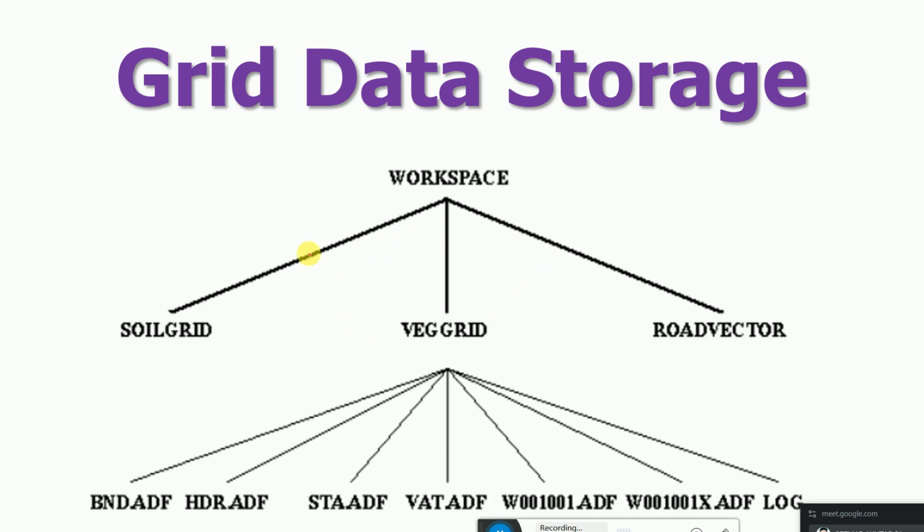So this is your grid data structure: workspace, soil grid, weak grid, and road. A type of data structure in your grid.